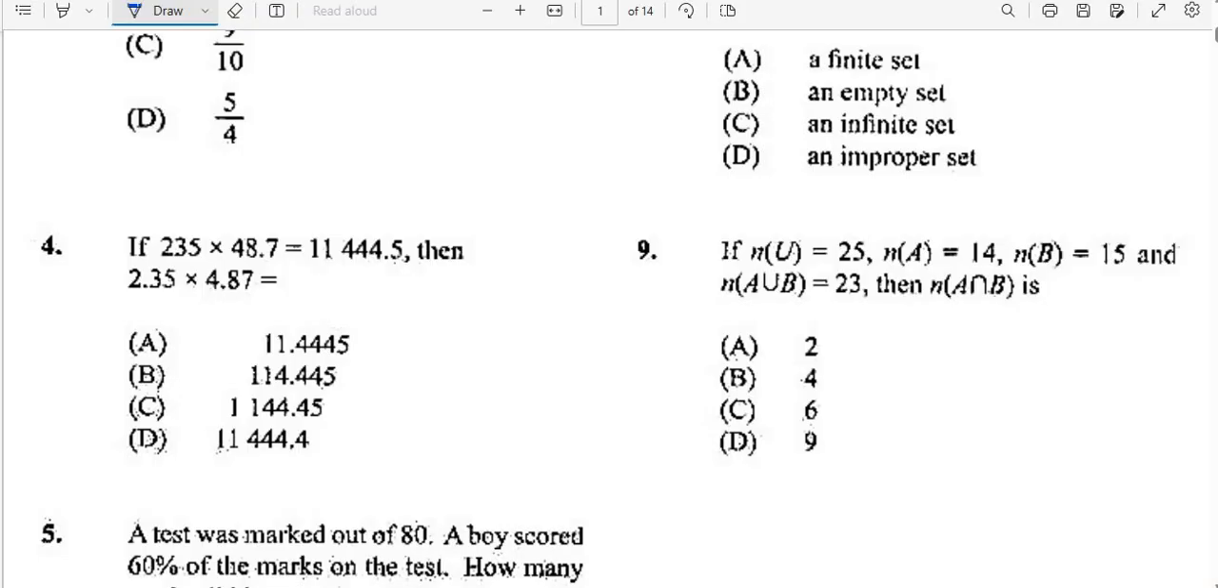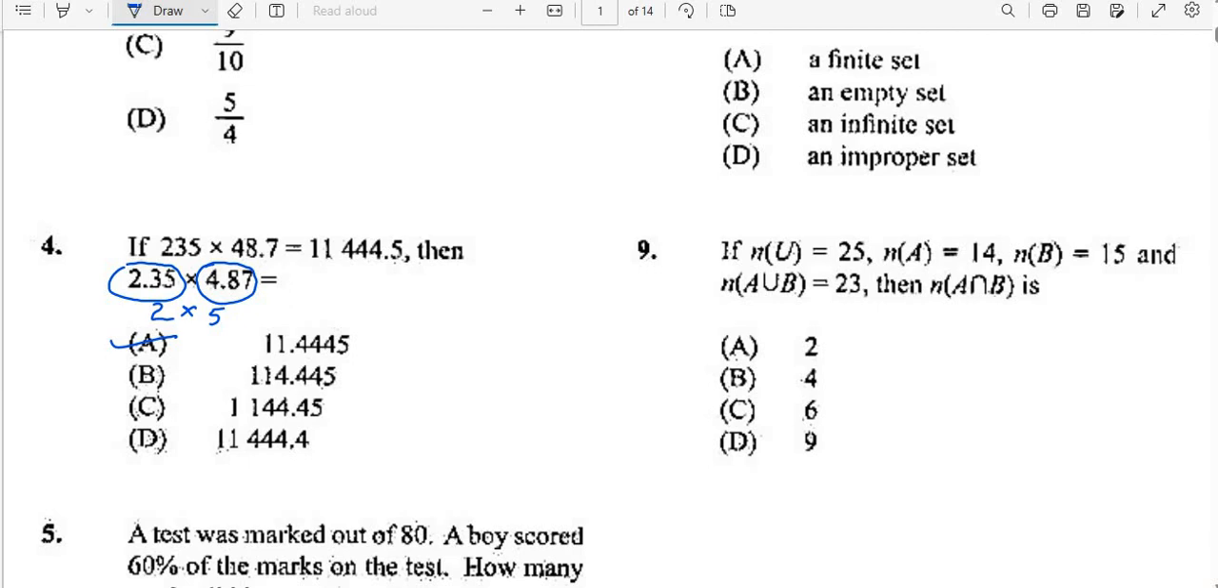Next, if 235 times 48.7 is 11,444.5, then 2.35 times 4.87 is what? We can do this several ways. We can consider that this quantity here is very close to 2, and this quantity here is very close to 5. Think about it. If you have $2.35, that's like $2. If you have $4.87, that's like $5. And 2 times 5 is 10. And the closest figure to that is A, which is 11.4445.